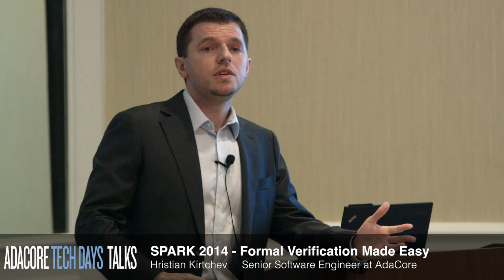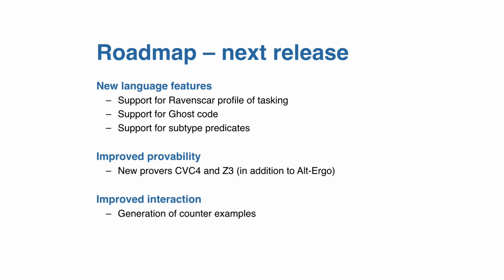So Spark was first released 2 years ago, but the language is still undergoing evolution. This next year's release will contain support for the Ravenscar profile of tasking. What this means is that GNATprove will be able to formally prove that you have no data races and that you have no deadlocks in your application. In addition, we're rolling out a feature called Ghost Code. Ghost Code is really a zero footprint, non-intrusive way to instrument your code.